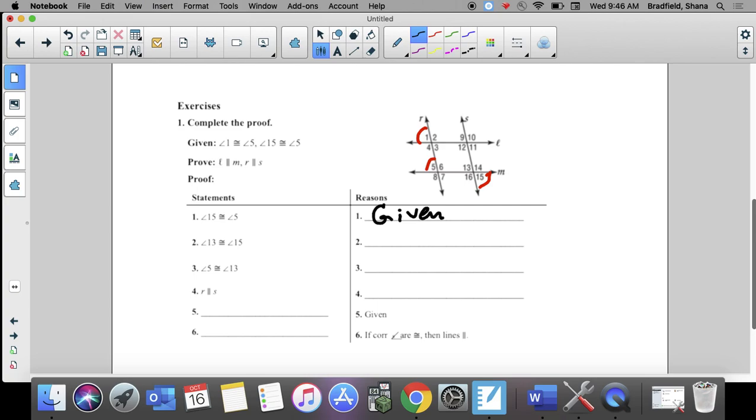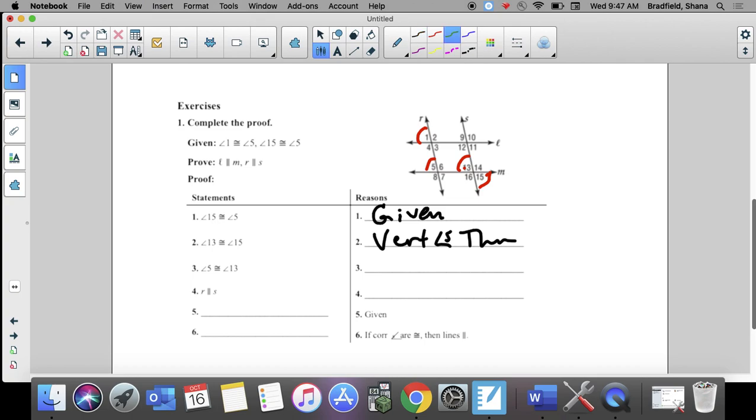How would I know that 13 is congruent to 15? Well, those two angles are vertical angles, so that's actually the vertical angles theorem. The vertical angles theorem says if angles are vertical angles, then they are congruent, so we have that one. And then now we have that 5 is congruent to 13.